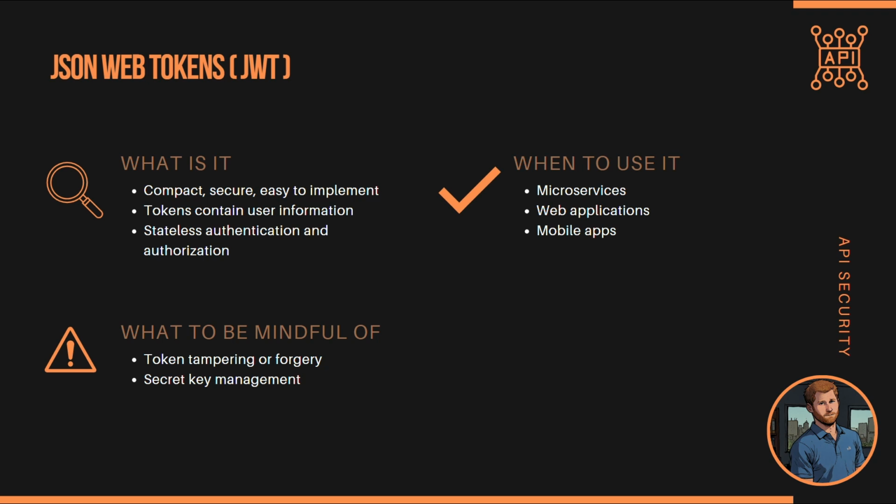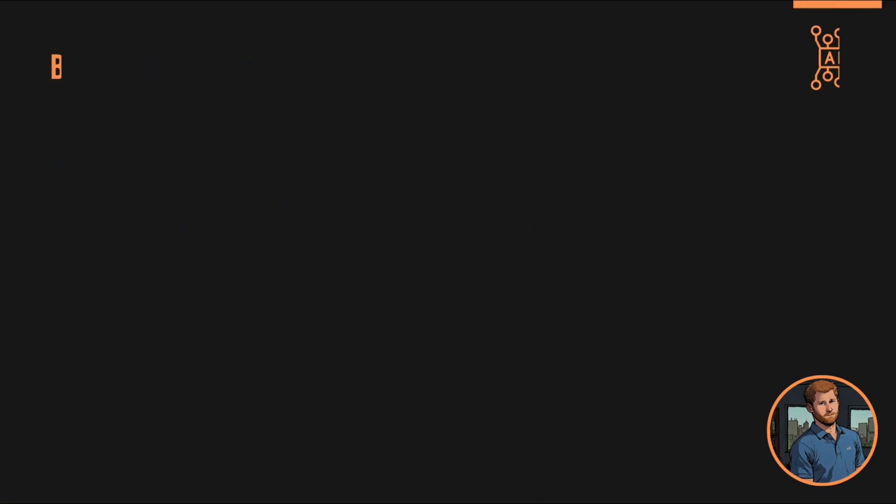So you see them a lot in microservice architectures, as I mentioned. But they're also definitely used in mobile and web apps, as well as server-to-server communication. The bit you need to be careful with, tokens can be tampered with and forged. So you need a way to manage your secret keys. Next on our list, Basic Auth.